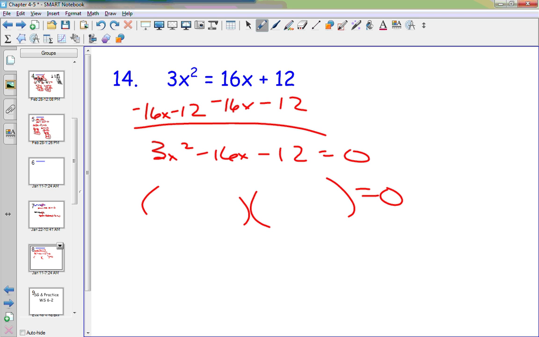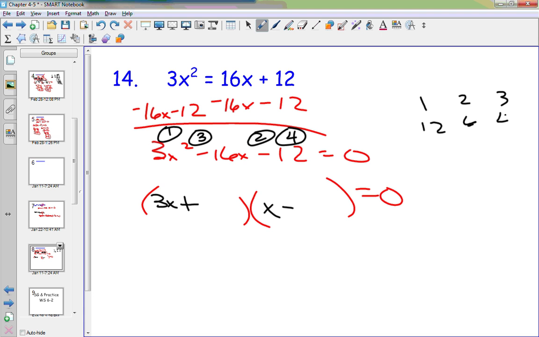So I'm going to break down the 3x squared, so that's going to give me 3x and x. Does everybody understand that? I need to have a negative 12. So how do I get a negative 12? My signs have to be, are those cemented or flip-floppable? Flip-floppable. I need a negative 16, but I need to use factors of 12. That's 1 and 12, 2 and 6, 3 and 4. Which one have I always told you to use first? The closest ones together.